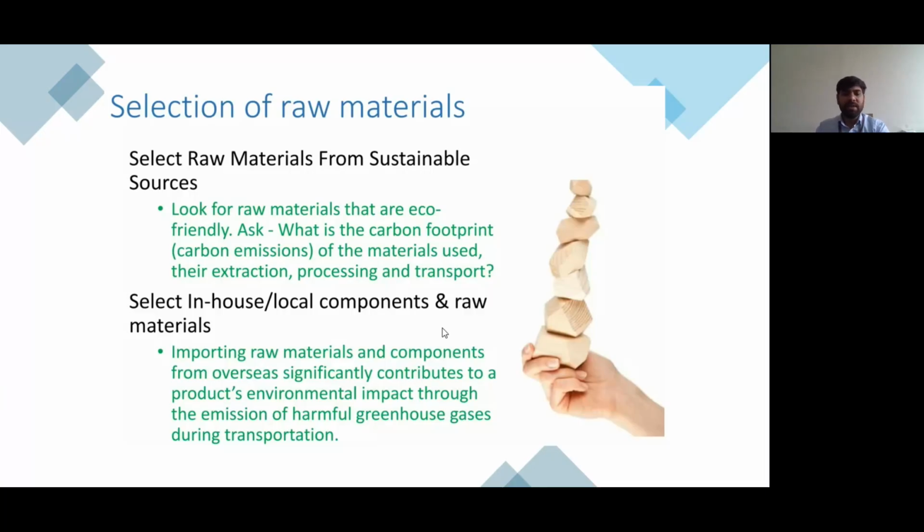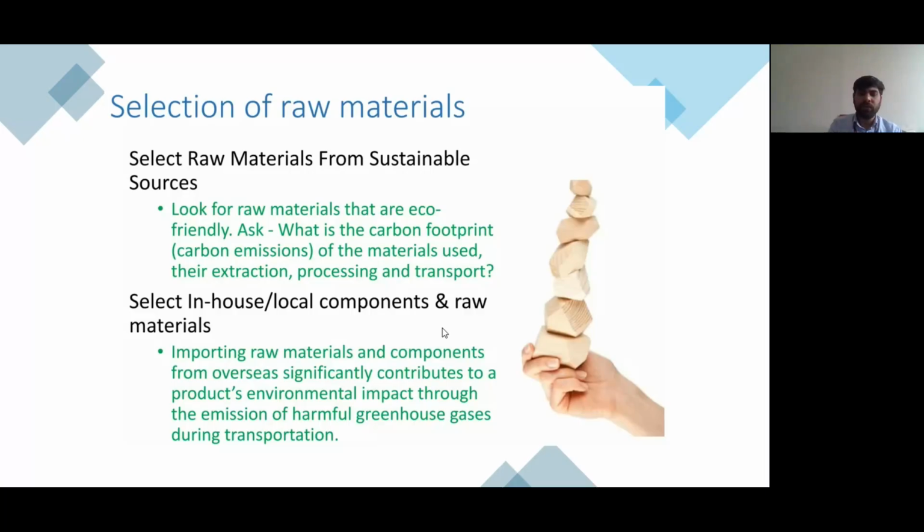So local components and raw material. One alternative to trees can be bamboo, which we can use, or some other material that we can regrow at a much faster rate than the trees and the other things. So select in-house and local components and raw materials.